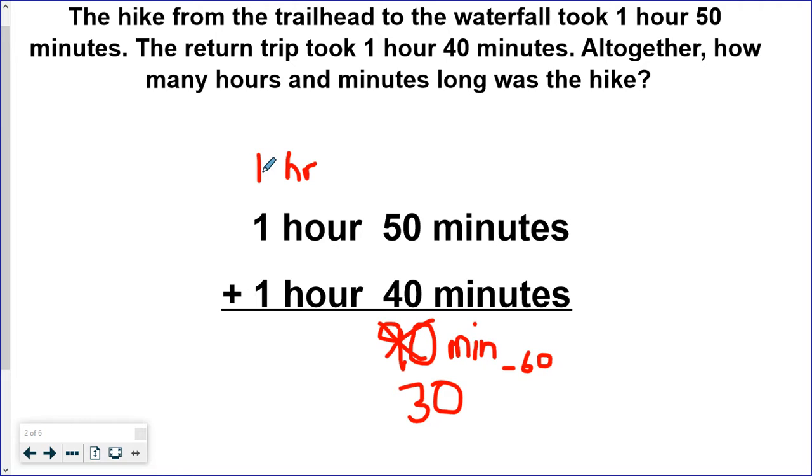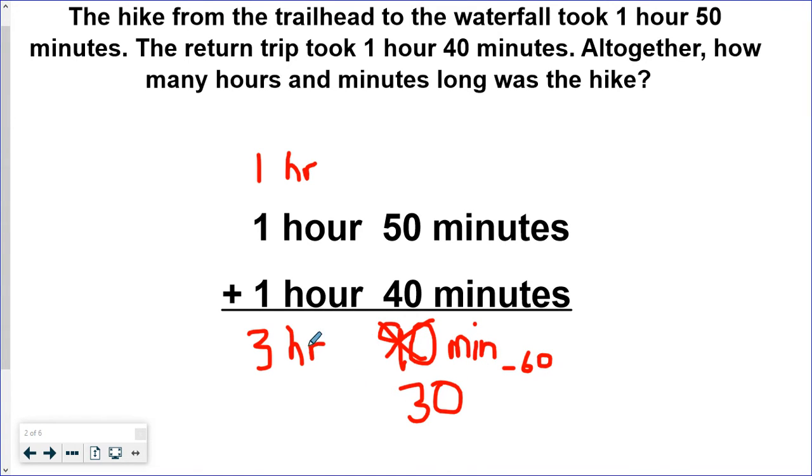I've got 1 hour that I created plus the 1 hour here plus another hour here. That would give me a grand total of 3 hours. So if I was going to add 1 hour 50 minutes and 1 hour and 40 minutes, that answer would be 3 hours 30 minutes.